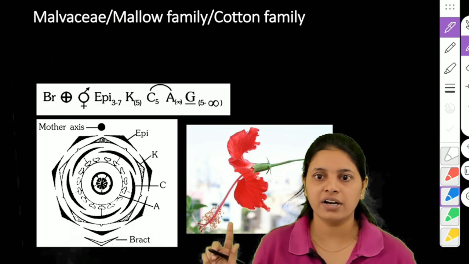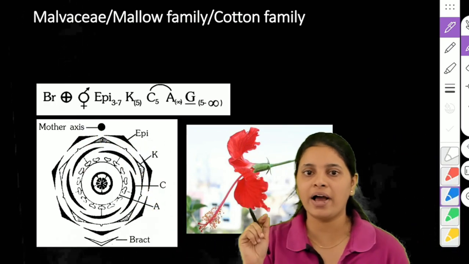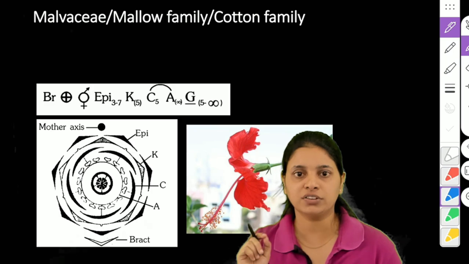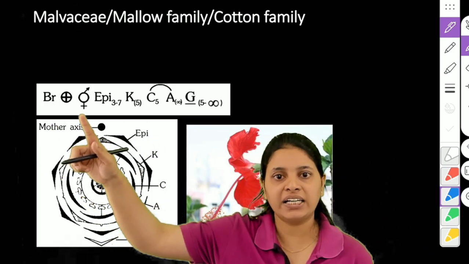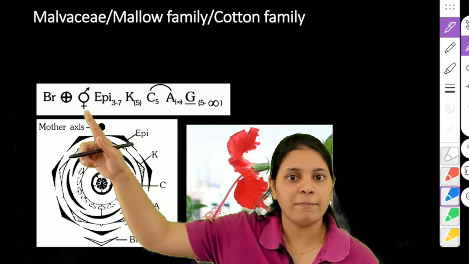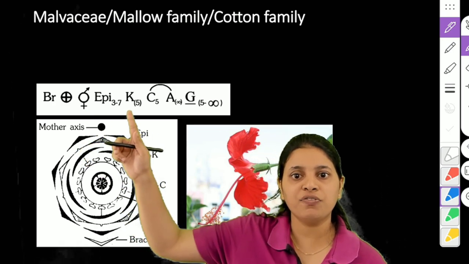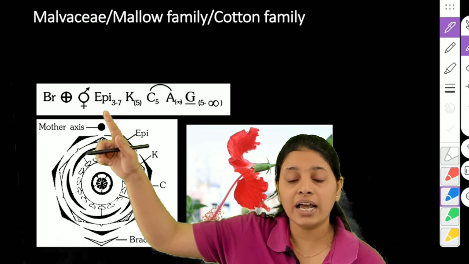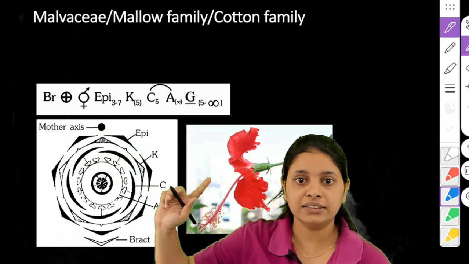So you can easily correlate all the characters. So here bracts are present. Okay, so at the base of the pedicel you have like green leafy structures. Those are bracts. Okay, so bracteate condition. Actinomorphic symmetry, bisexual flowers because both androecium and gynoecium present. Next we have the epicalyx, right? Epicalyx. See here.